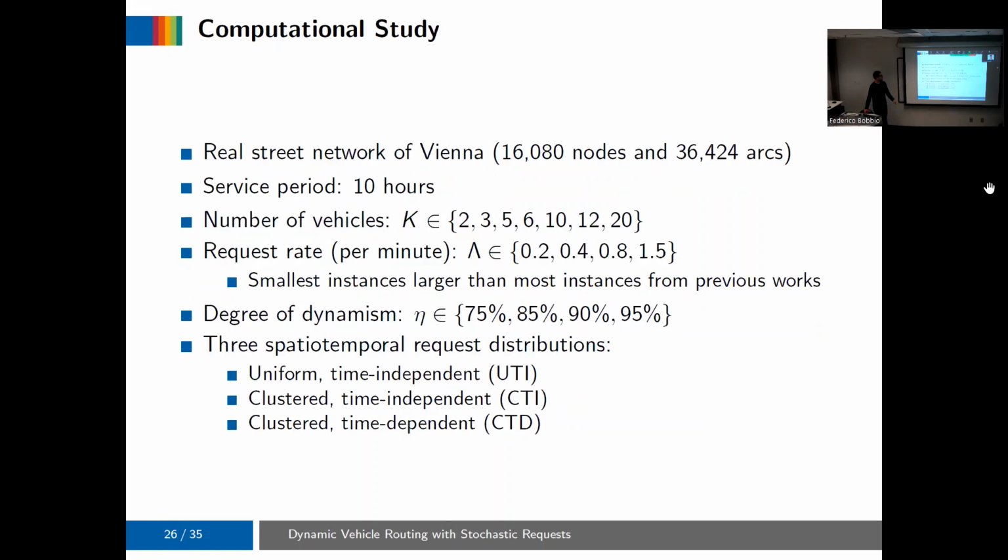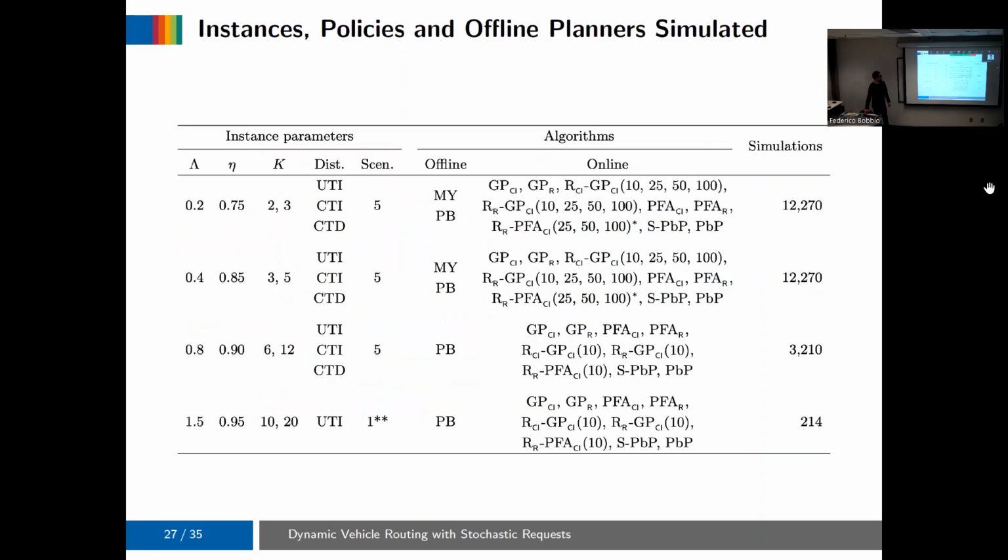We considered the real street network of Vienna, 10 hours of service period, number of vehicles from 2 to 20, and request rates from 0.2 to 1.5. Our smallest instances with 0.2 are already larger than most instances considered in the literature for this sort of problem. And a degree of dynamism of up to 95%, and three request distributions, just to see if we could perform well in all of that. We get all the combinations of simulations that we performed, so a pretty high number of simulations.